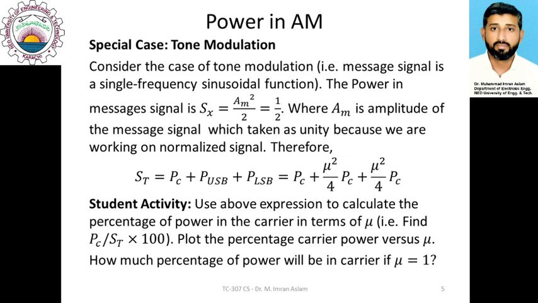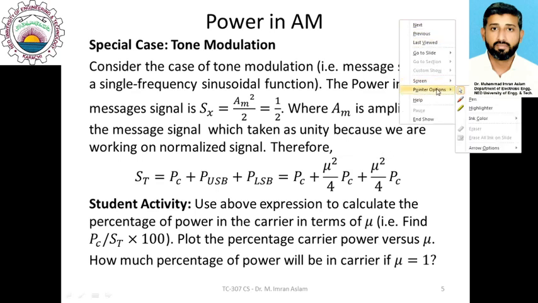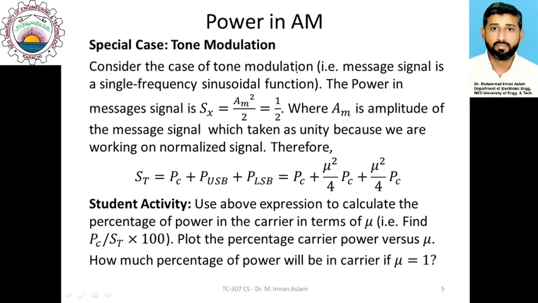As a special case, let us take the case of tone modulation. Tone modulation means the modulating signal is a single tone signal or a single frequency sinusoidal function. And we know that the power in a sinusoidal function is given by Am square by 2. But since we are working with a normalized signal, we are assuming that this maximum amplitude is equal to 1. So I can say that the power in a tone signal is 1 by 2.